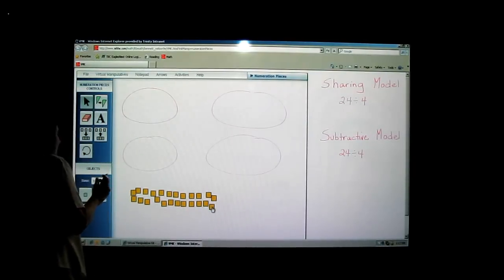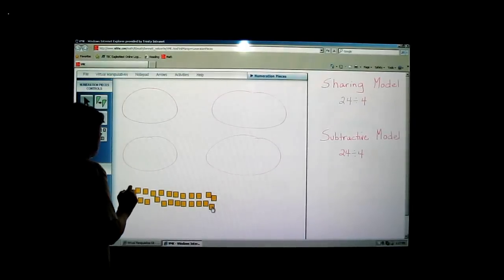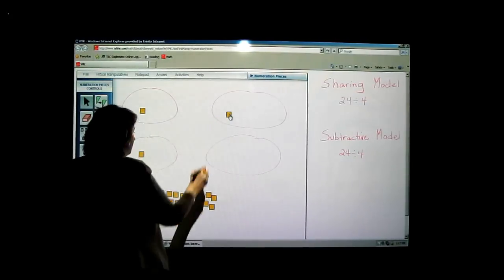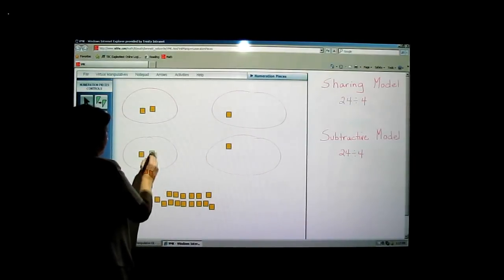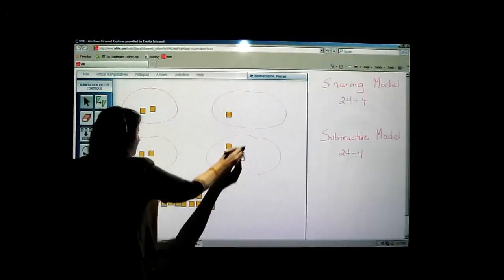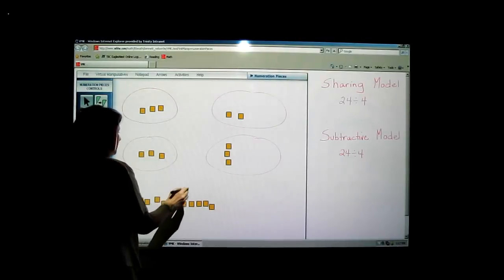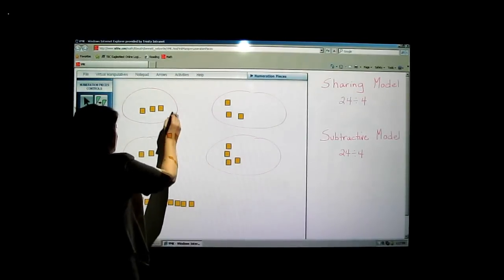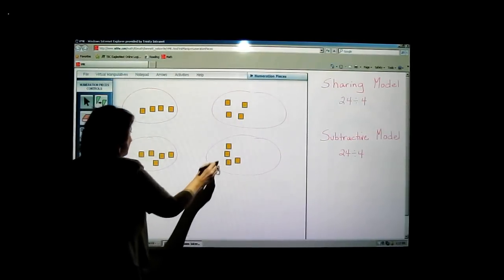In the sharing model, I just get my 4 circles there representing 4 people, and I begin sharing them. I move 1 into each circle. Oops. And I move another 1 into each circle. Another 1 into each circle. And so I just keep giving each person 1, each circle 1, until I have used them all up.